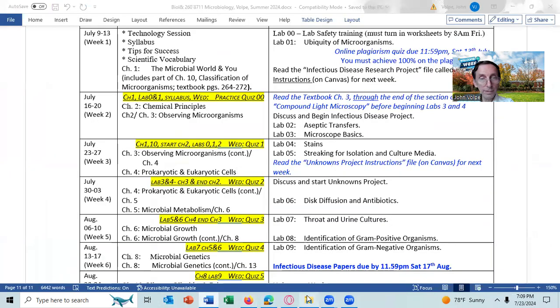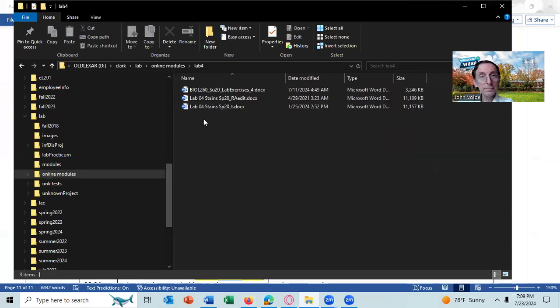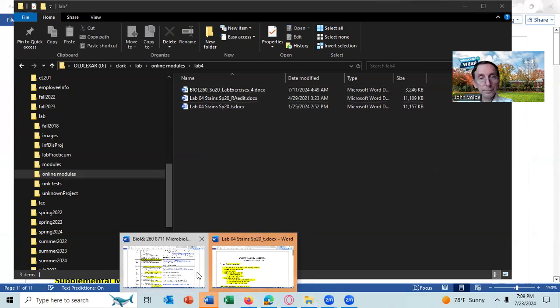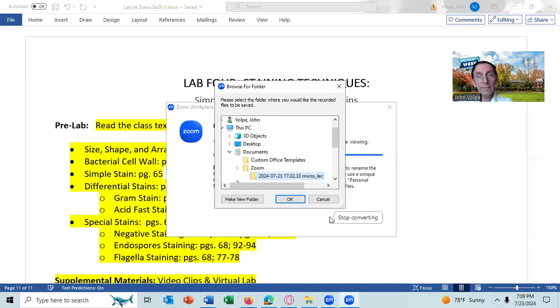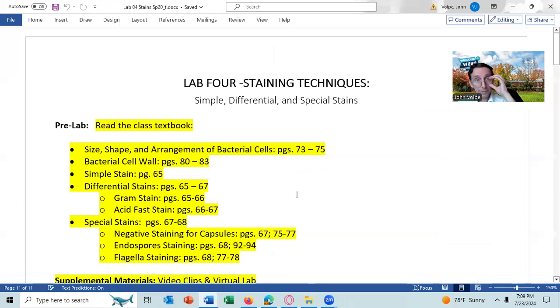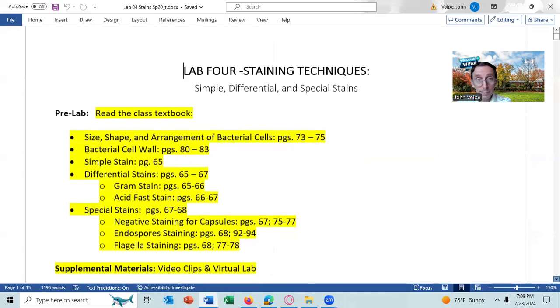So lab 4, that's what I wanted. Oop, missed it. So lab 4 stains. Oh, good. The lecture file finished. Now my computer will start working right. Lab 4 is on staining techniques. Know that there are simple stains, differential stains, and special stains. You do need to read the textbook, especially on this one.